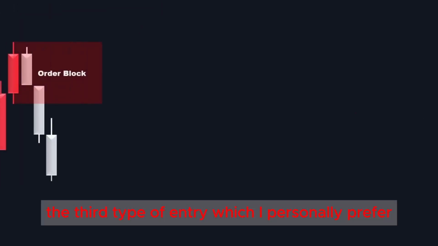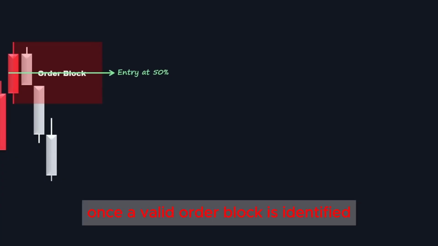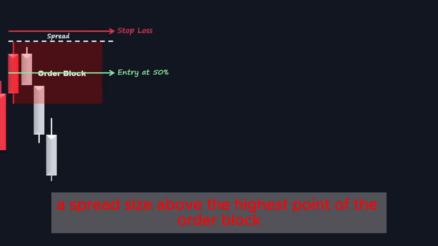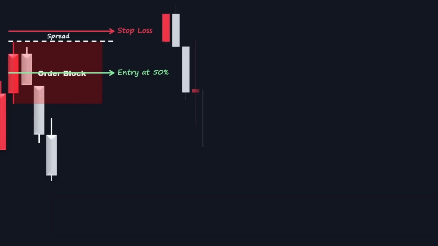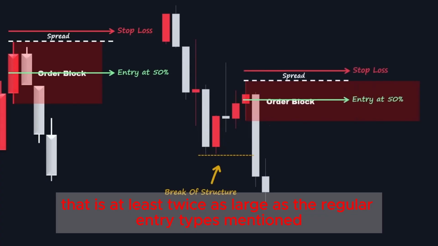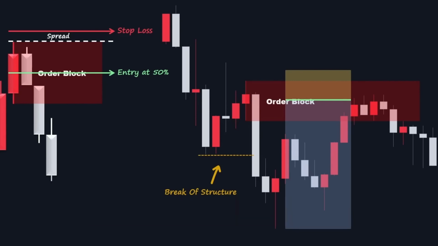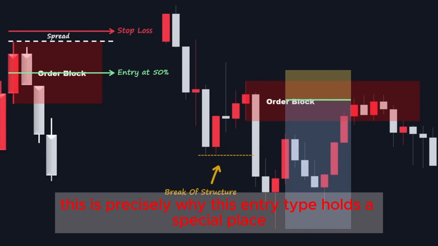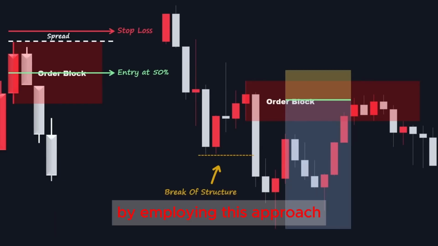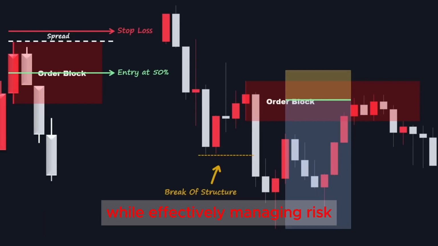The third type of entry, which I personally prefer and utilize more frequently in my trading plan, involves placing the entry at the midpoint of the order block zone, once a valid order block is identified. In the case of a bearish scenario, the stop-loss is positioned a spread size above the highest point of the order block. This entry type offers a reward-to-risk ratio that is at least twice as large as the regular entry types mentioned. This is due to the refined entry point and the smaller size of the stop-loss. This is precisely why this entry type holds a special place as my favorite approach. By employing this approach, we can potentially enhance the profitability of our trades while effectively managing risk.